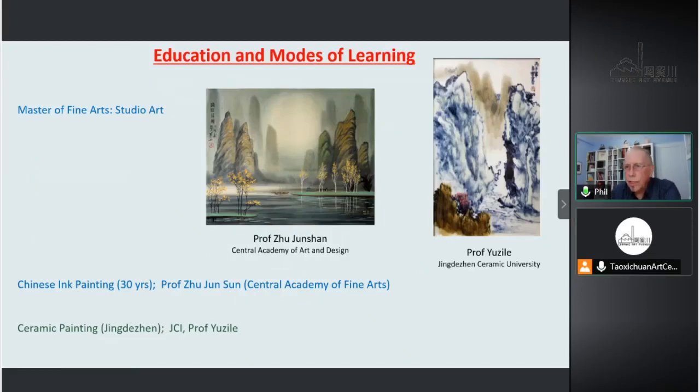Education and modes of learning are two different types and important processes of gathering information about a wide variety of understandings and approaches to our creative process. I distinguish between modes of learning and education, since they involve learning outside of the academic institutions and universities, but are a great contributor to our knowledge. My two most important modes of learning have been Chinese brush painting with Professor Jingdezhen from the Central Academy of Art and Design in Beijing, and with Professor Yuzhile from the Jingdezhen Ceramic University in Jingdezhen.